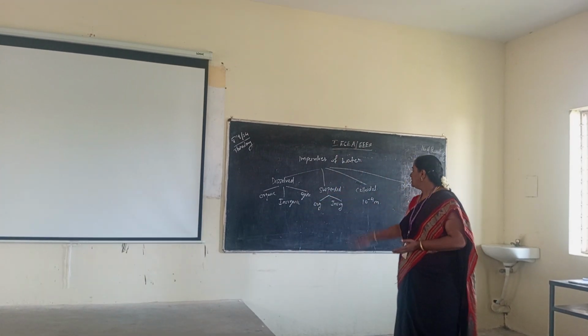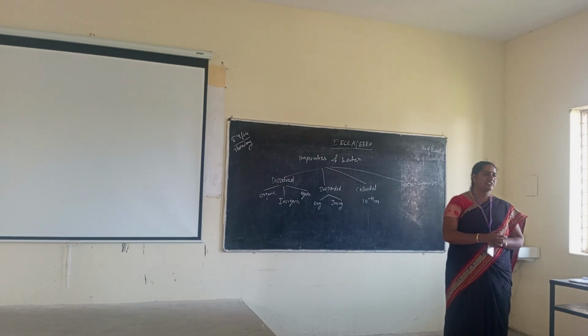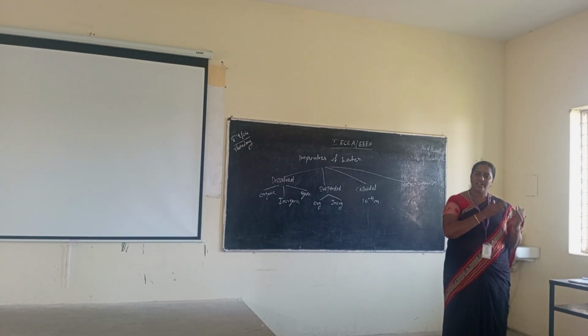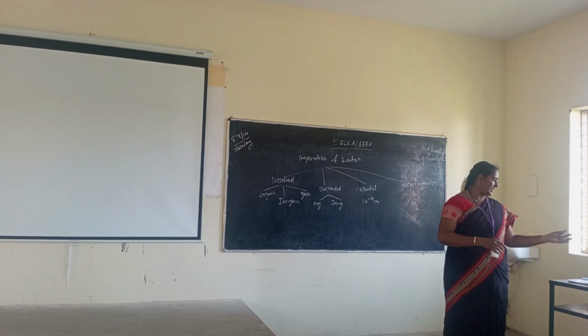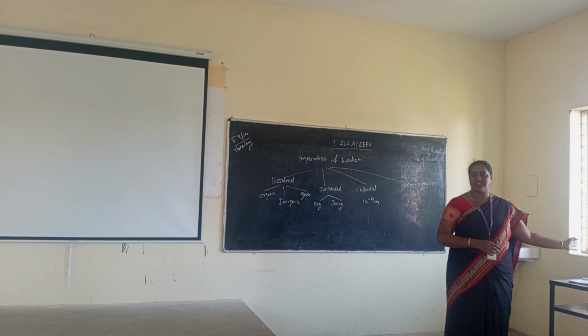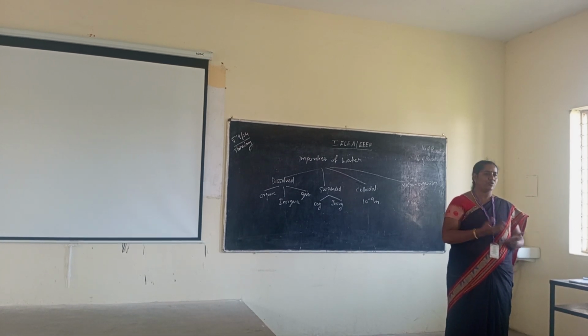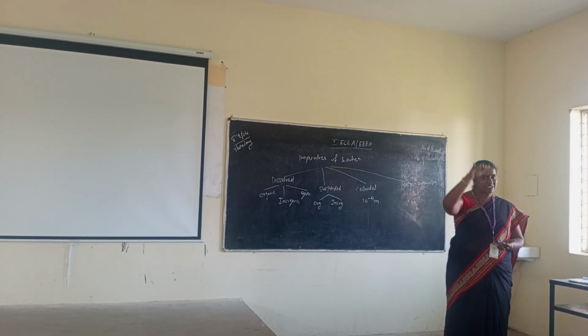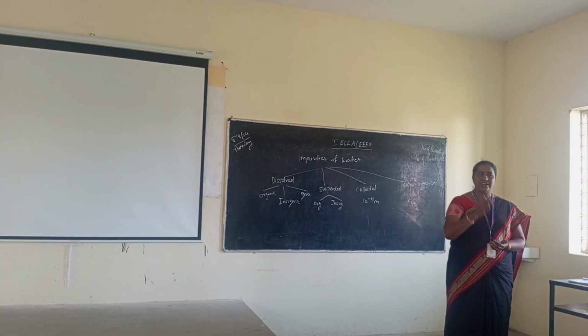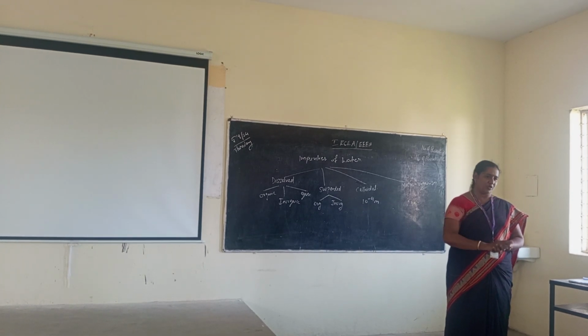Next one, suspended impurities. What is the meaning of suspended? It is partially soluble in water. If you take a powder and mix it with water, what happens? Partially soluble, the remaining will settle down. That kind of impurity is called suspended impurities.